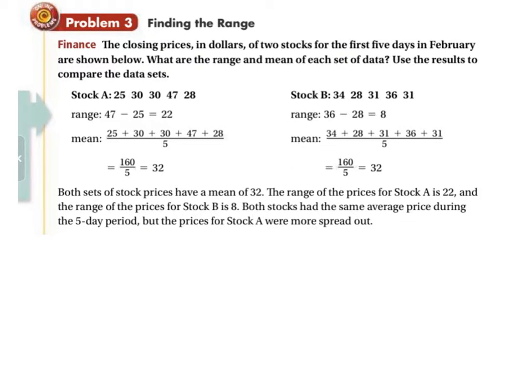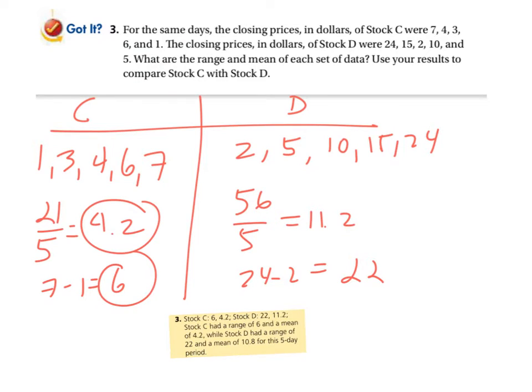And I do ask you test questions about this, like who is a more reliable bowler, or golf scores, things like that. Alrighty, so for your "got it" here, for the same days, the closing prices in dollars of stock C: 7, 4, 3, 6, and 1.